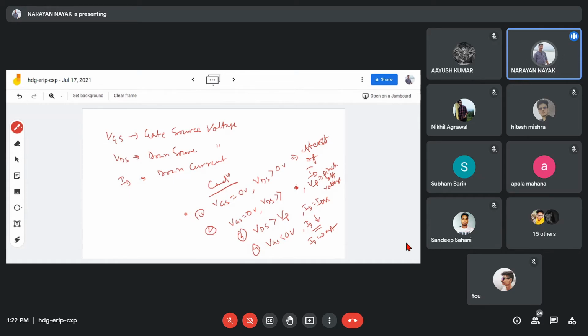So what is condition 1? In condition 1, you have to apply the gate source voltage as 0 volt, and the drain source voltage greater than 0 volt, means you are applying some voltage. So what will happen?